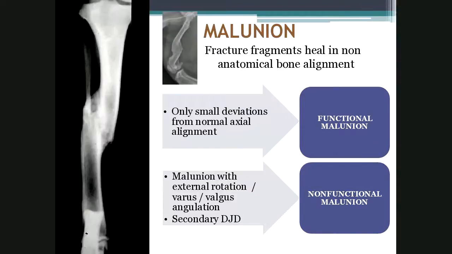With malunion, the fracture fragments will heal, but in a non-anatomical bone alignment. With functional malunions, there are only small deviations from the normal axial alignment of the bone, and these animals will cope quite well. With non-functional malunions, excessive stresses may occur on the joints associated proximally and distally with the fracture margins. This is because these malunions might have healed with external rotation, valgus or varus angulation, and eventually will result in secondary DJD of the joints.